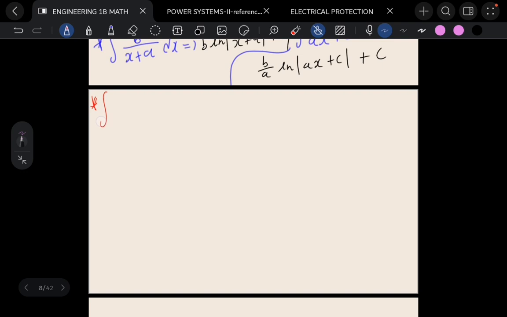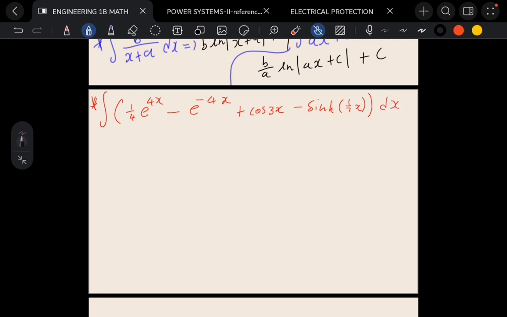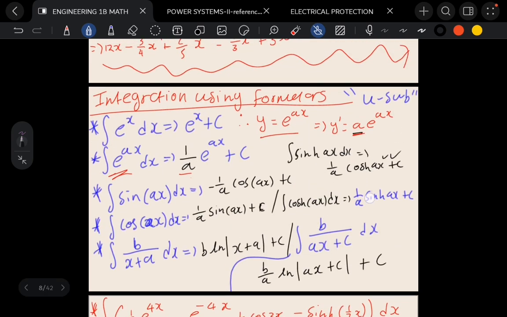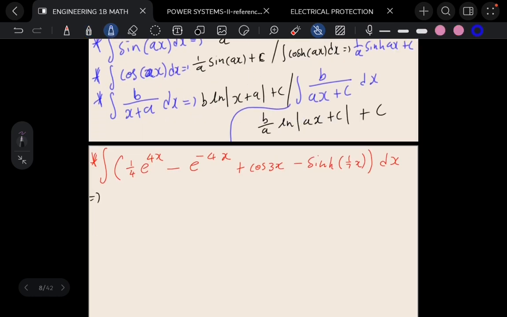So an integral of 1 over 4 e to the power of 4x minus e to the power minus 4x plus cos 3x minus sine 1 over 7x dx. Here, there is no need of doing the u sub. There is no need. Just use the formulas here. What are your a's? Your a's are the 4, the 3, the 1 over 7.